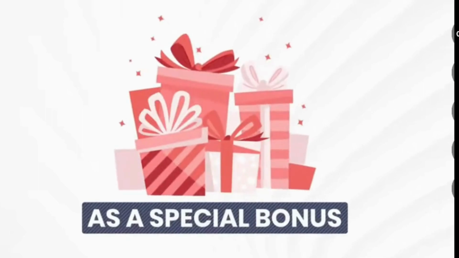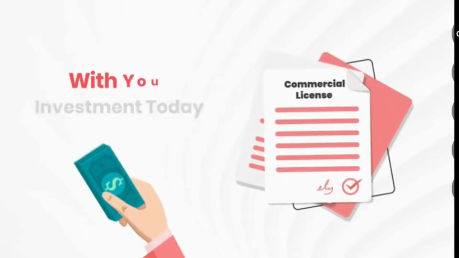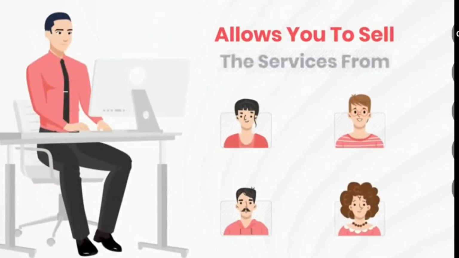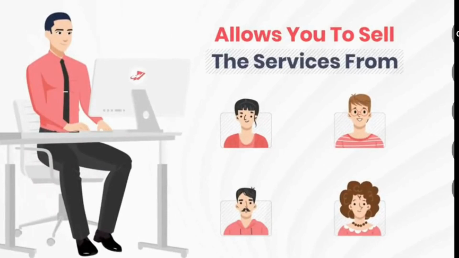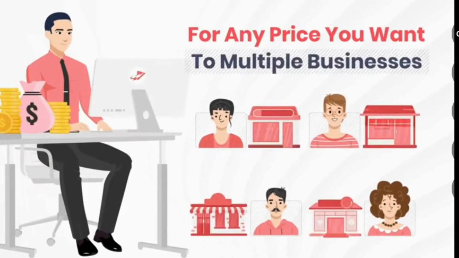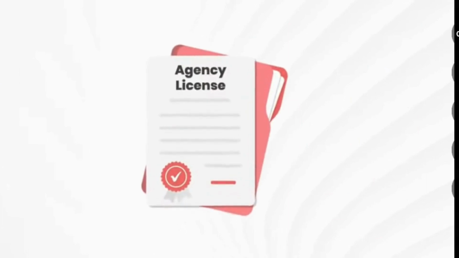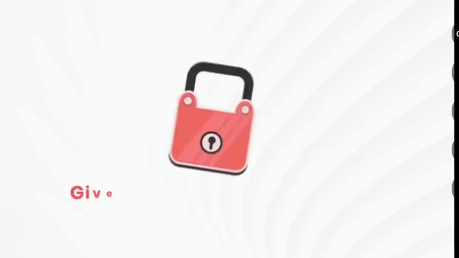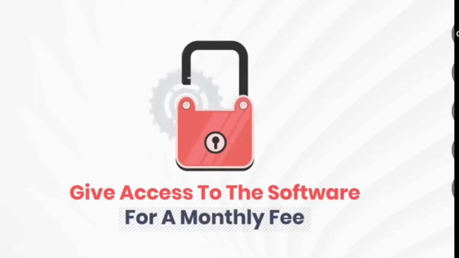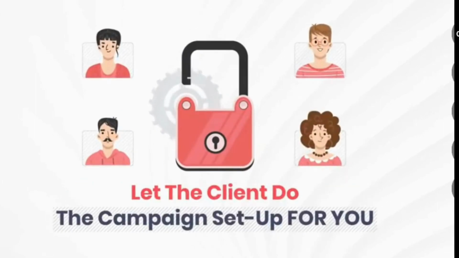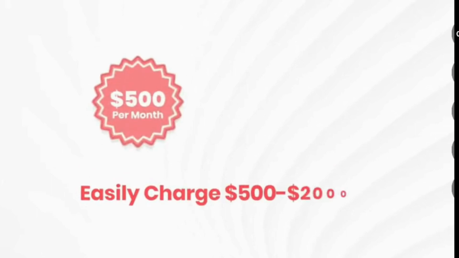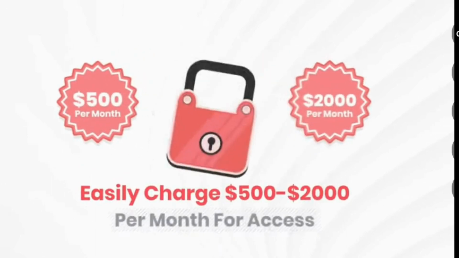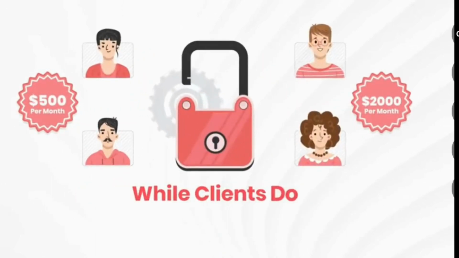First, as a special bonus, you're getting the commercial license with your investment today. This allows you to sell the services from ytsuite you make for any price you want to multiple businesses. Plus, you're getting the agency license as a special bonus today only. This means you can give access to the software for a monthly fee and let the clients do all the campaign setup for you. Easily charge $500 to $2,000 per month for access while the clients do all the setup for you.